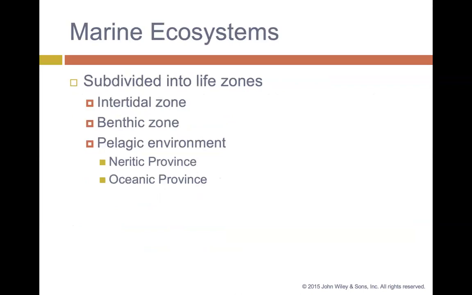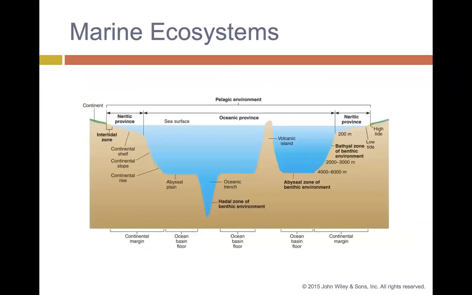Marine ecosystems are subdivided into life zones: the intertidal, benthic, and pelagic environment, whether it's the neritic or oceanic province. And here we have a division of these marine ecosystems that we will go over now.